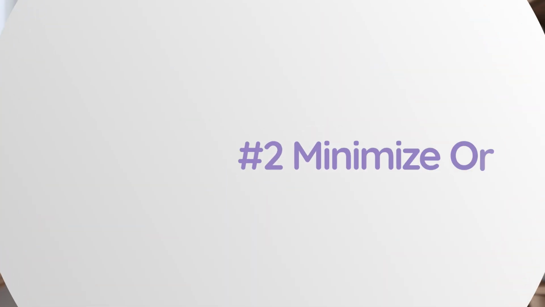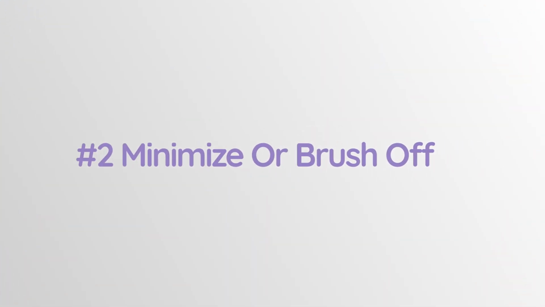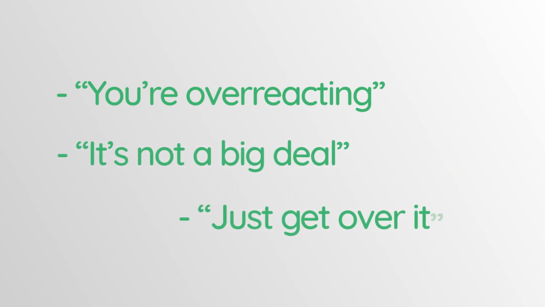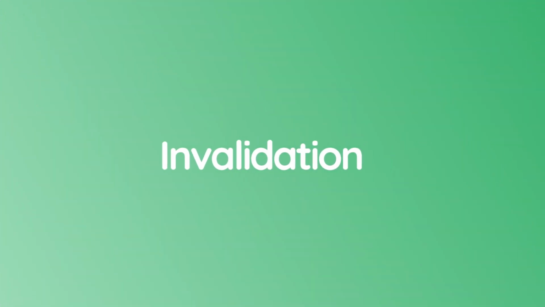Another way that we may not be apologizing properly is if we start to minimize or brush off how our partner feels. This can be particularly painful and hurtful for our partner when they're expressing and being vulnerable about how they feel, and instead of acknowledging it or hearing it, we make it a lot smaller by saying something like, you're overreacting, it's not a big deal, just get over it. Right? These are ways to invalidate your partner and make them feel like they're not heard or seen.